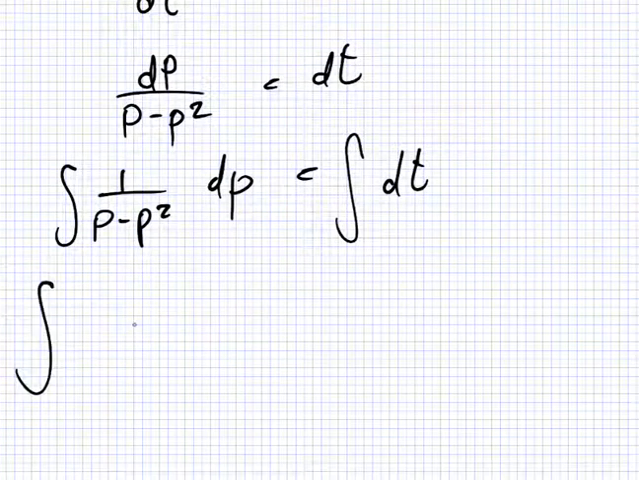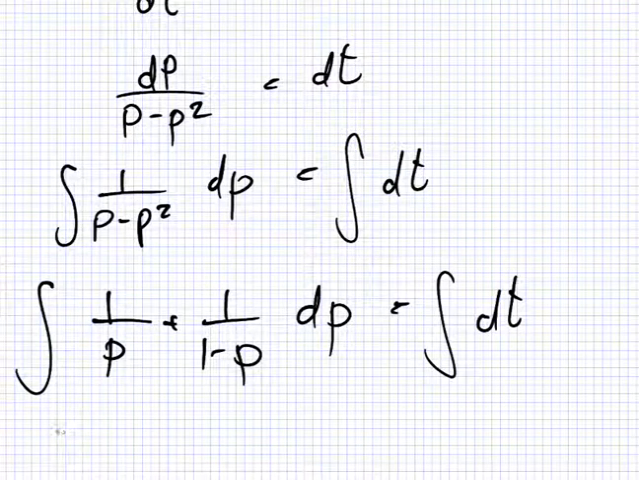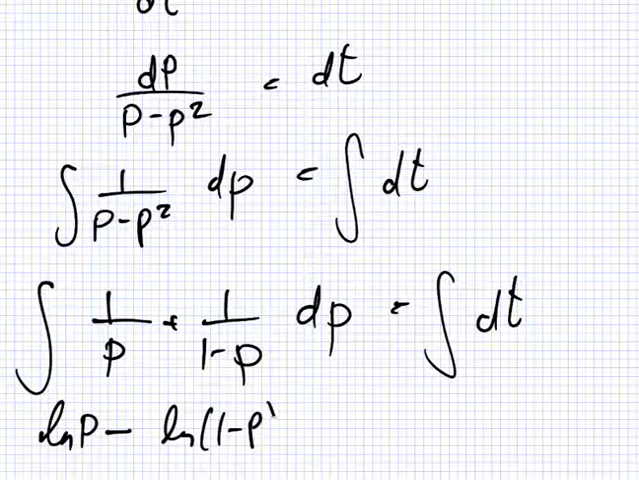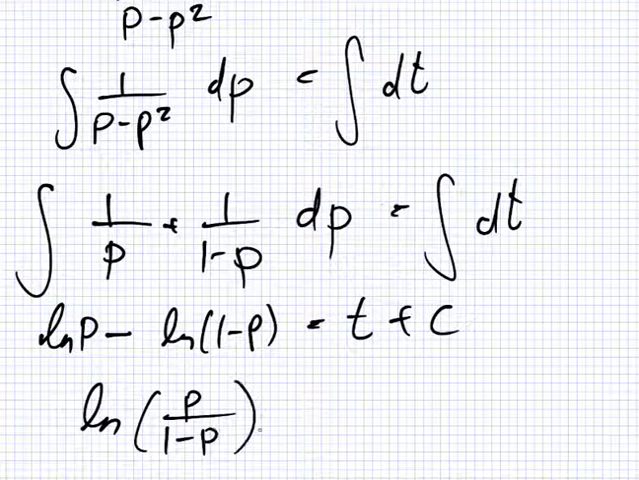This can be written as integration of 1 over p plus 1 over 1 minus p dp equals integration of dt. Both of these are in the log formula book, so by looking at the log formula book we get log p minus log (1 minus p) equals t plus c. When we minus, we divide. Log p over (1 minus p) equals t plus c.